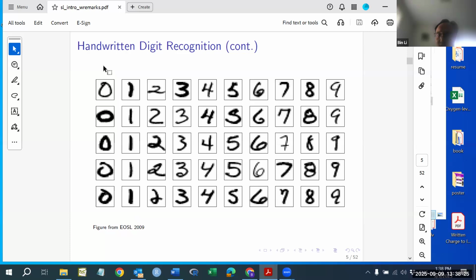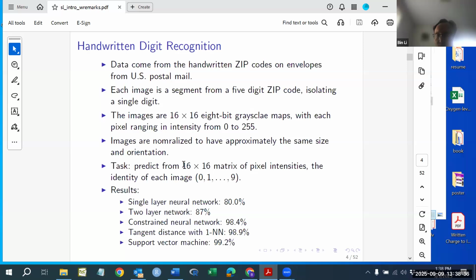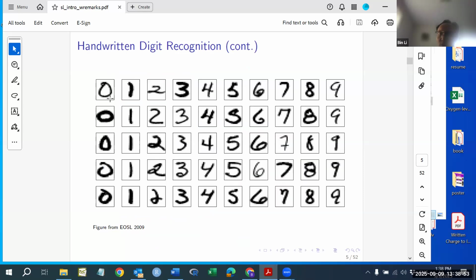These are scanned as a 16 by 16 pixel grayscale image. So how many variables do we have? We have 256 variables, because 16 times 16 is 256, okay? And we want to use these 256 variables to predict whether the image is 0, 1, through 9.